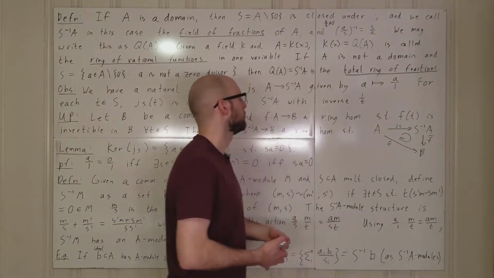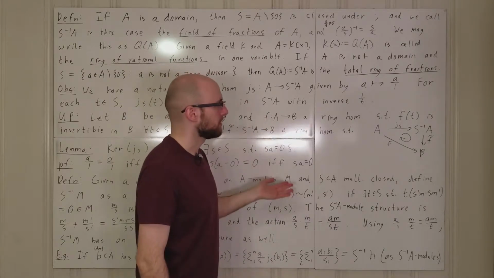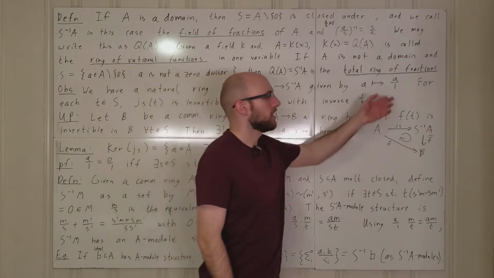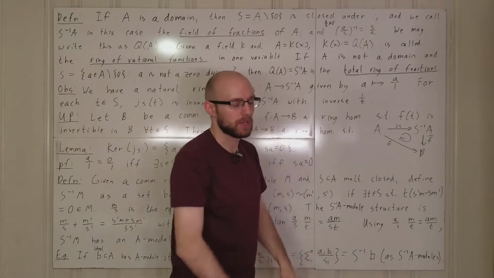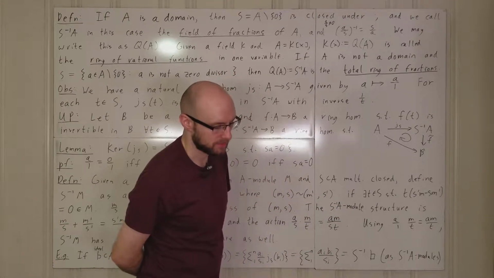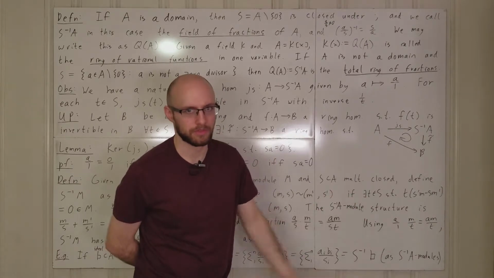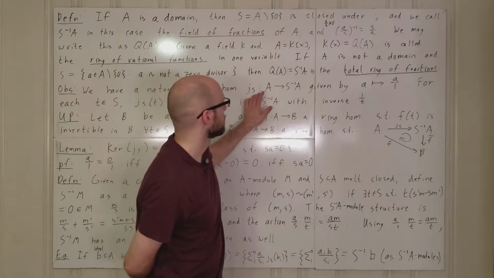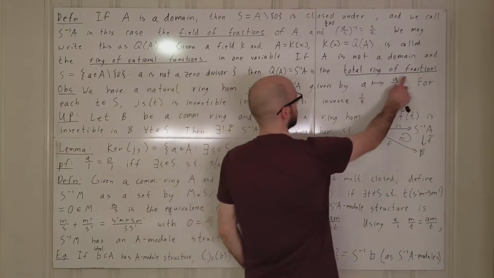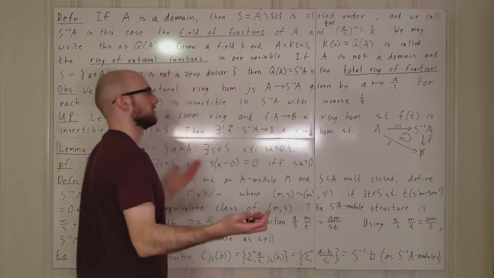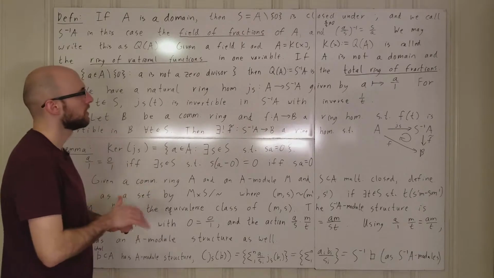And where will it send A plus B? It'll send A plus B to (A plus B) divided by 1, and you could write that out as A over 1 plus B over 1, which is JS of A plus JS of B. And then obviously 1 will go to 1, 0 will go to 0. So it's a ring homomorphism.